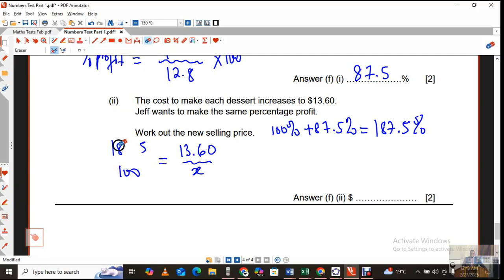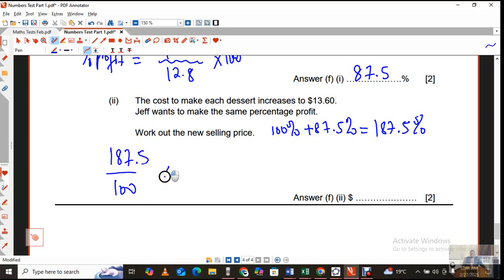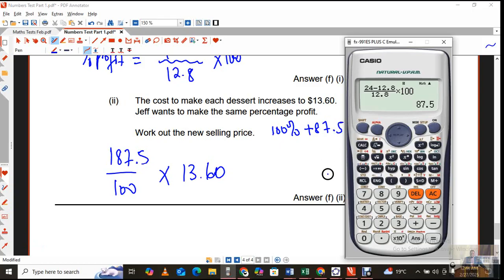The straightforward way, after we calculated the 187.5%, is that we just say 187.5%, that's how you write it. You multiply that by $13.60 to find out the new selling price. The new selling price has to be bigger than that. That's why you need to multiply by an improper fraction. That is why you had to add the 87.5 there. So if we do that, that's going to give us our answer.